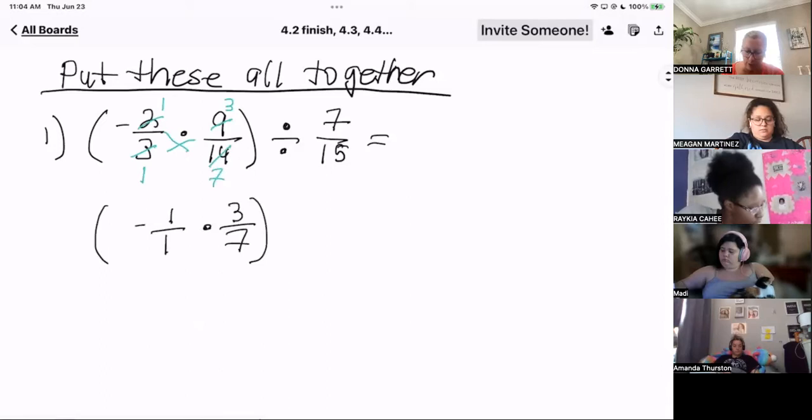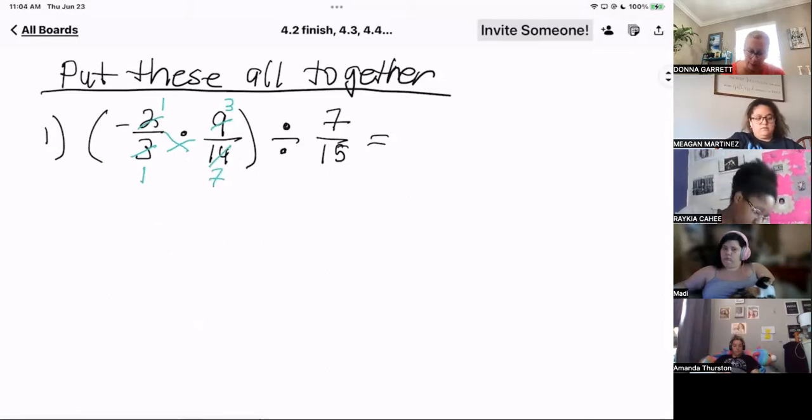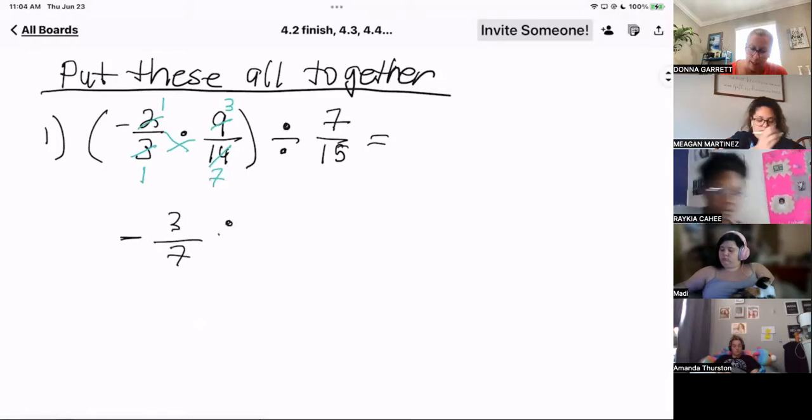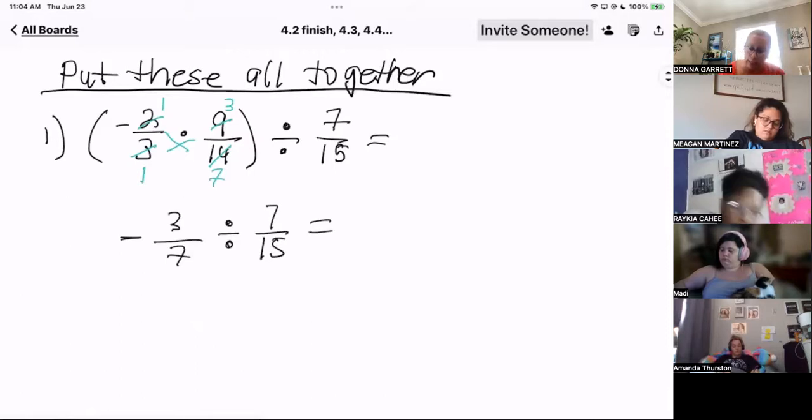I guess I don't have to really rewrite it. I'm just gonna put the answer in. Okay, I know it's a negative. 1 times 3 is 3. 1 times 7 is 7. Now I'm dividing that by 7/15. That is just keep, change, flip. So keep, change to multiplying, and flip to be 15/7.